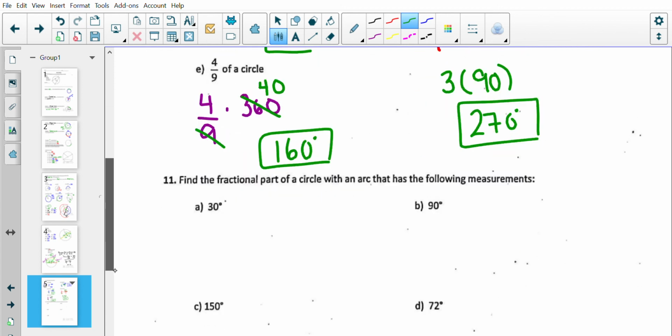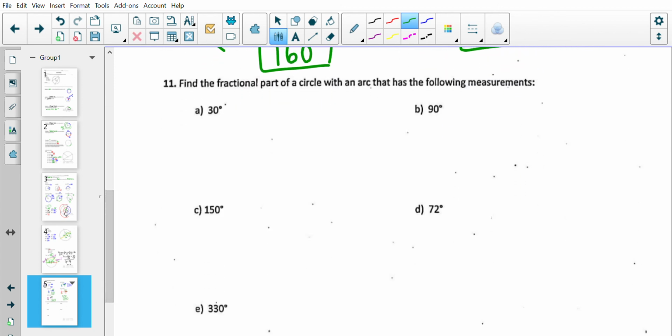All right, the last thing we're going to do today is sort of work backwards. So now I'm going to tell you the degree of the arc, and I want you to tell me what fractional part of the circle that is. So all we do for this section is, well, 30 degrees is how much of the circle. So we're going to say, well, 30 degrees out of 360. So you're just going to take your degree and put it over 360. And then like we do with all fractions, we simplify.